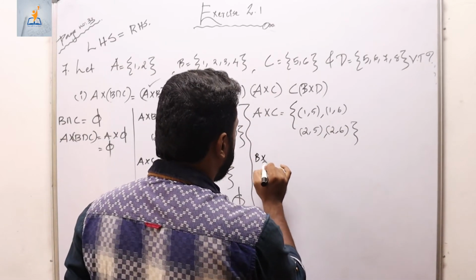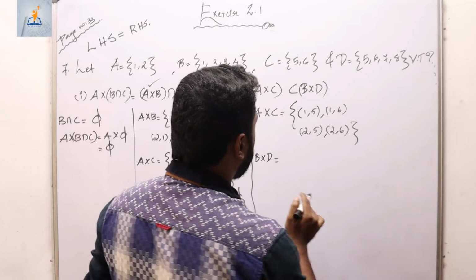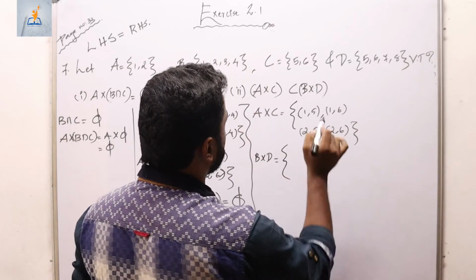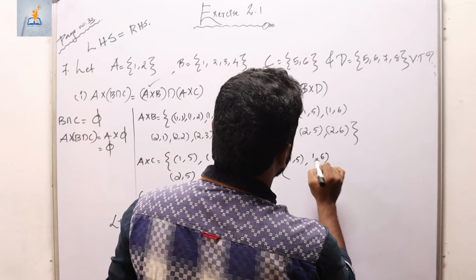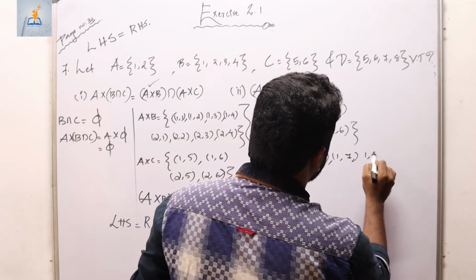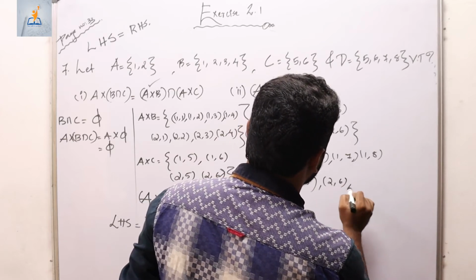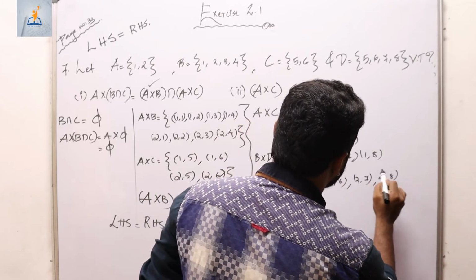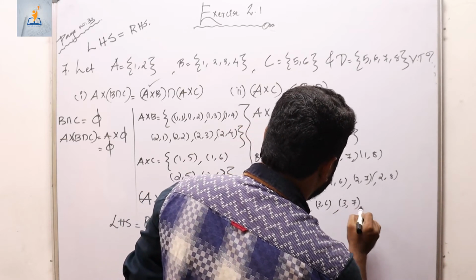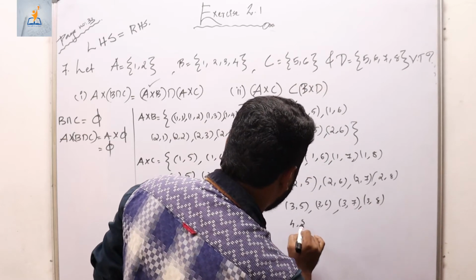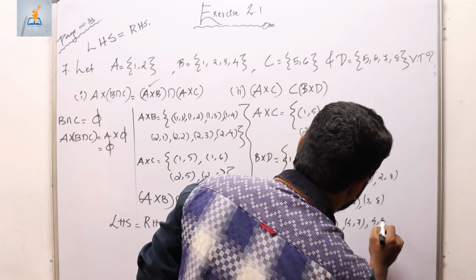Now, B cross D is a big set. B contains 4 elements and D contains 4 elements, so B cross D will contain 16 elements. We shall evaluate that: (1,5), (1,6), (1,7), (1,8), (2,5), (2,6), (2,7), (2,8), (3,5), (3,6), (3,7), (3,8), (4,5), (4,6), (4,7) and (4,8).